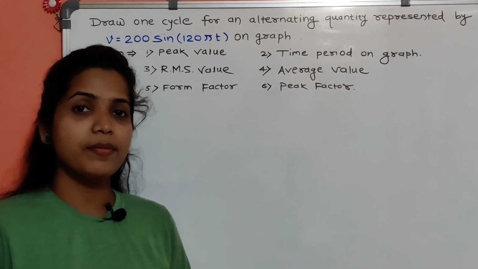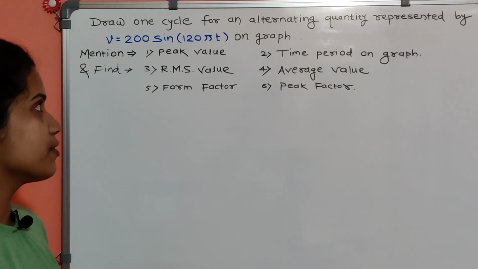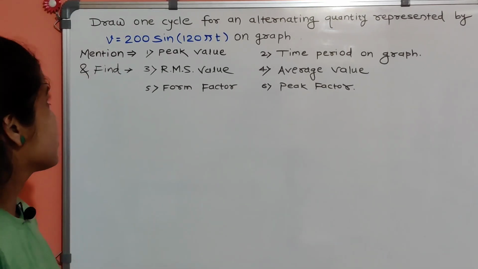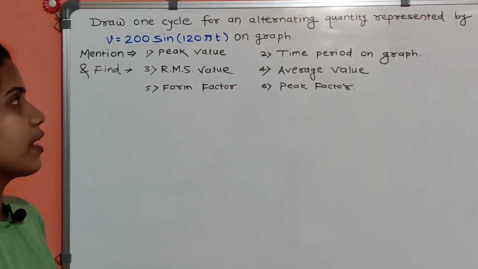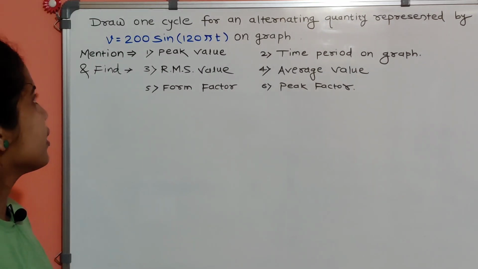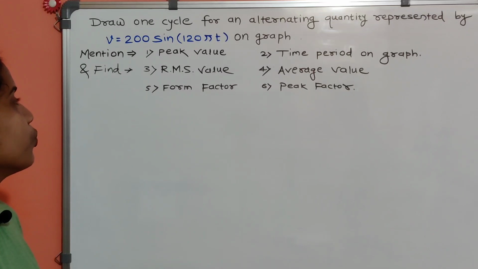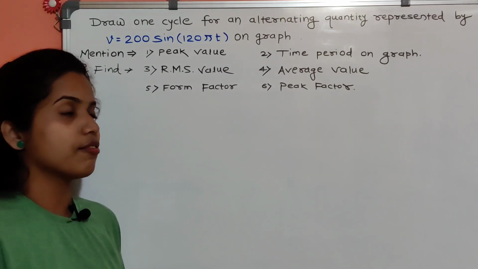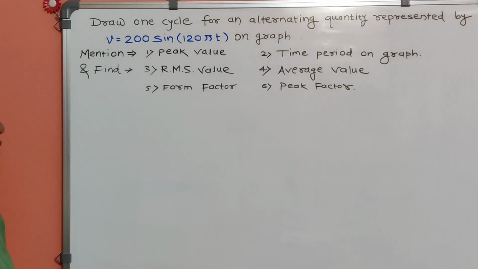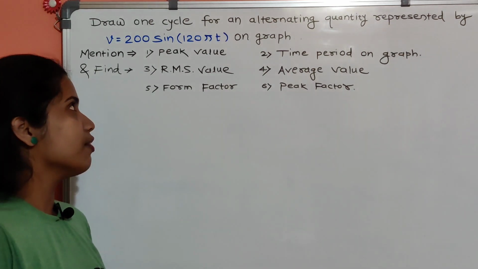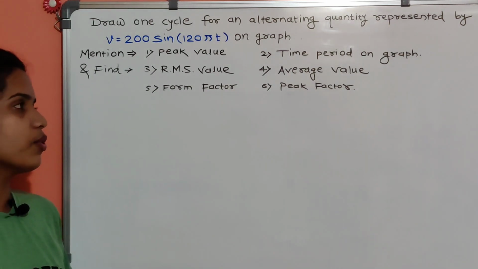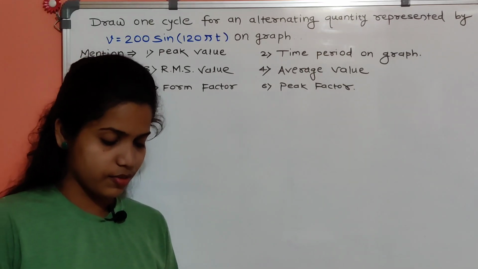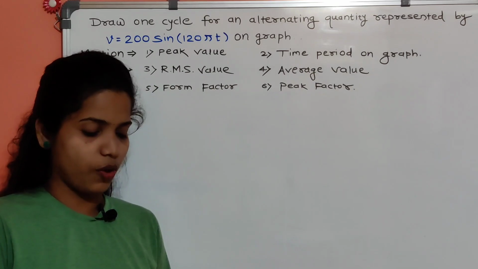Now the problem based on the points already discussed in the previous lecture. Draw one cycle for an alternating quantity represented by V = 200 sin 120πt on a graph and mention the peak value and time period on the graph. Also find the RMS value, average value, form factor and peak factor. So let's start to solve it.